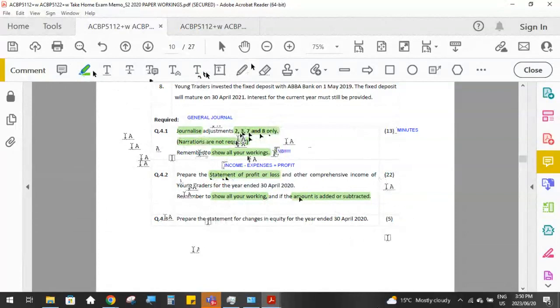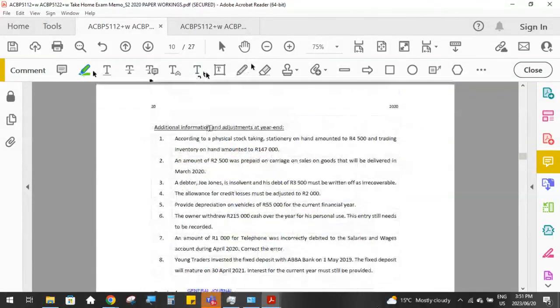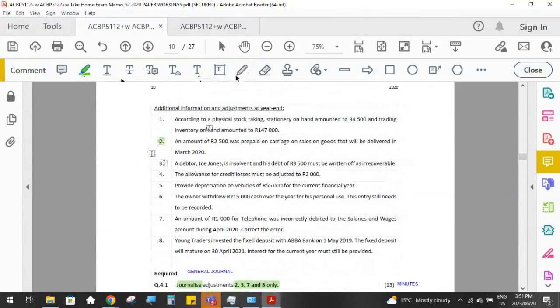And then for 5 marks, prepare the statement of changes in equity. So that we can only do once we know what the profit for the year is, and everything else we need will be in the trial balance that we've already got. Okay. So let's go and have a look at this. Journalize in the general journal 2, 3, 7, and 8. So we're going to highlight 2, 3, 7, and 8.